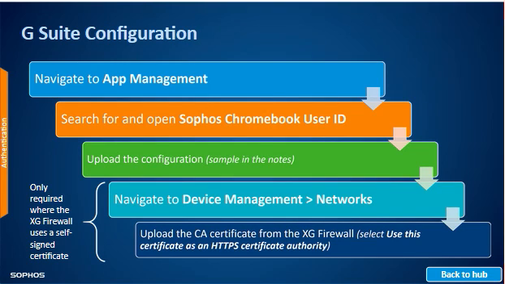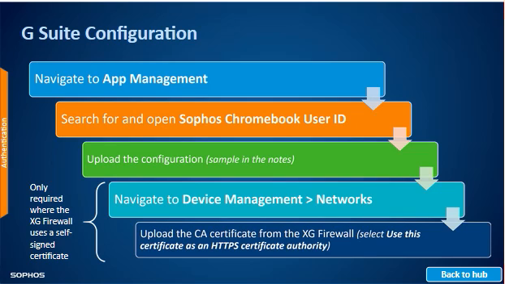To configure the Chromebook app in G Suite, you need to navigate to App Management, then search for and open the Sophos Chromebook User ID app. Here, you will need to upload the configuration as a JSON file that includes server address, port, and log settings. You can find a sample JSON in the course notes.